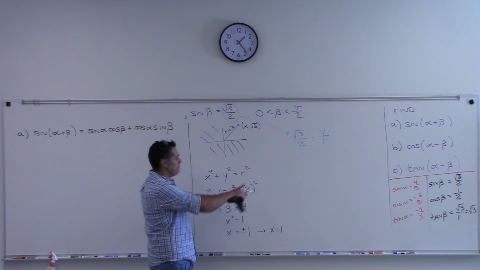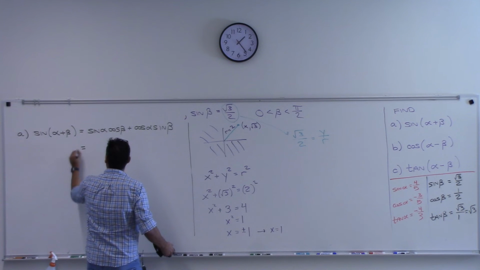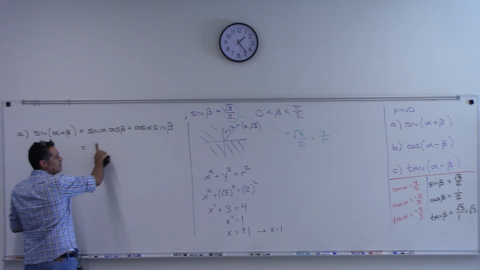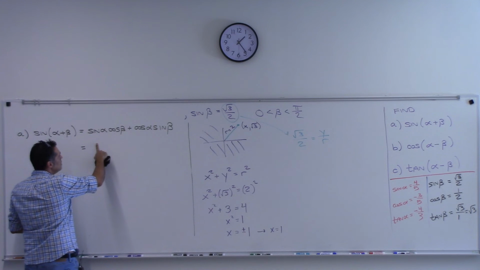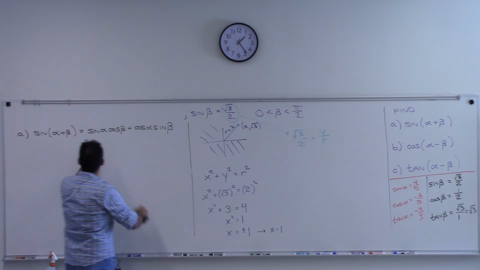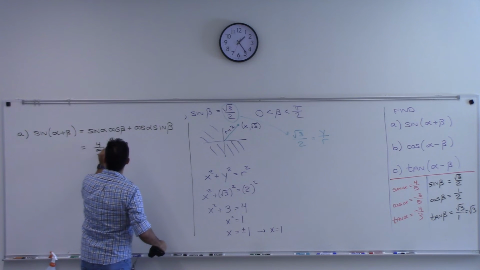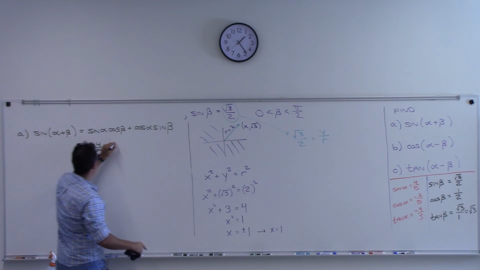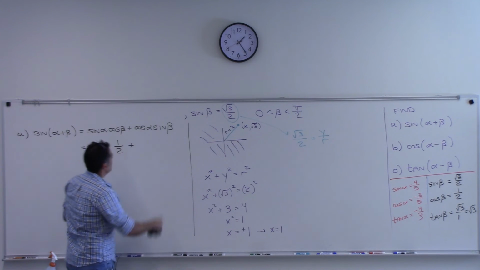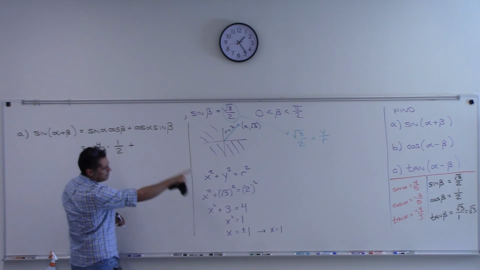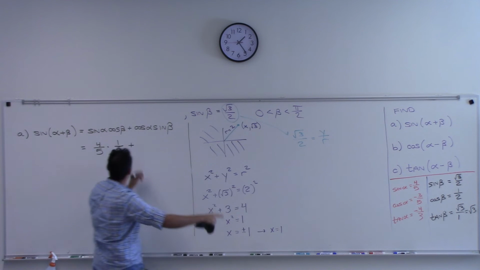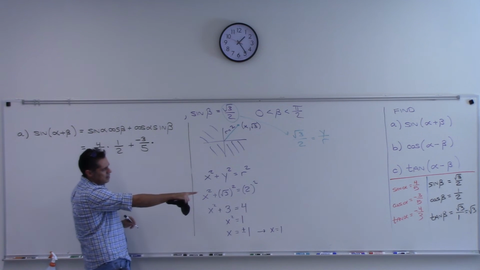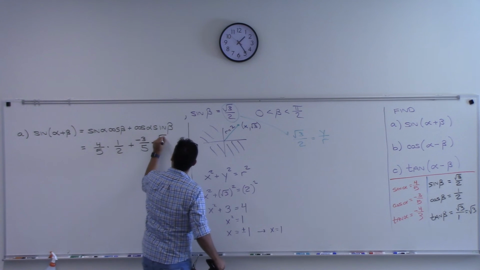And I know what each of these things are. They're over there, right? So who wants to give me, what's sine alpha? 4/5 times, right? This is multiplication. Cosine beta, 1/2, plus cosine alpha, negative 3/5 times sine beta, root 3/2.